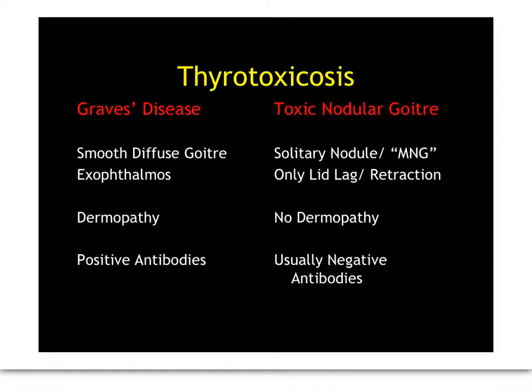What are the differences between these two main types? In Graves' disease, patients tend to have a smooth goiter. Toxic nodular goiter, well, it may be more pronounced on one side. There may be multiple nodules that you can see, so sometimes the form of the goiter in the neck is different. What about the eyes?